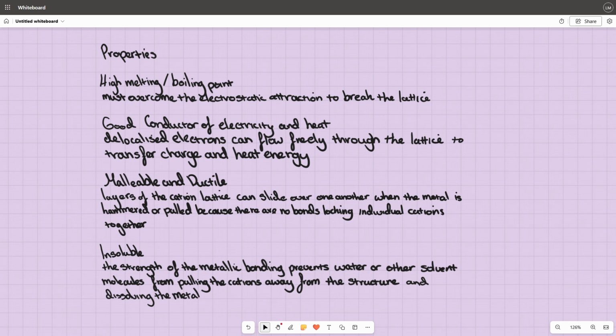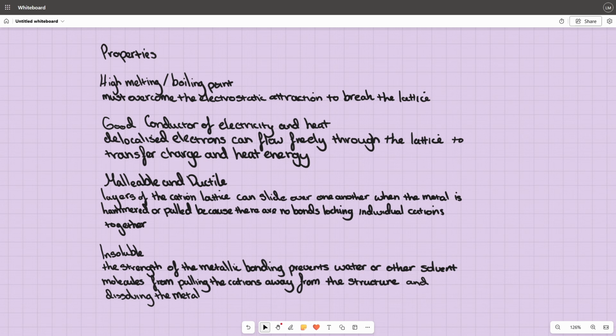The next one is a good conductor of electricity and heat. That is because, like I said before, it's metal cations bonded with a delocalized sea of electrons. This means that the electrons can flow freely through the structure, and that means they can transfer charge and heat energy.